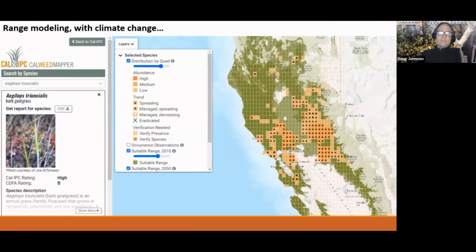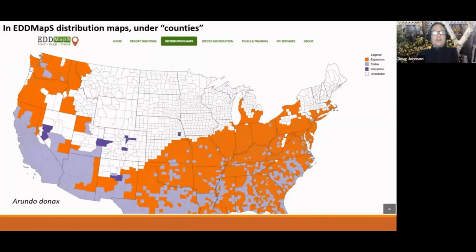You can find similar functionality in EDDMapS. It's found under the counties selection when you're looking at the distribution map for a particular plant. Here we're looking at a map of giant reed, Arundo donax. The purple shaded counties are ones where the plant currently grows, and the orange shaded counties are ones where conditions are, or will be by mid-century, suitable for the plant to grow.